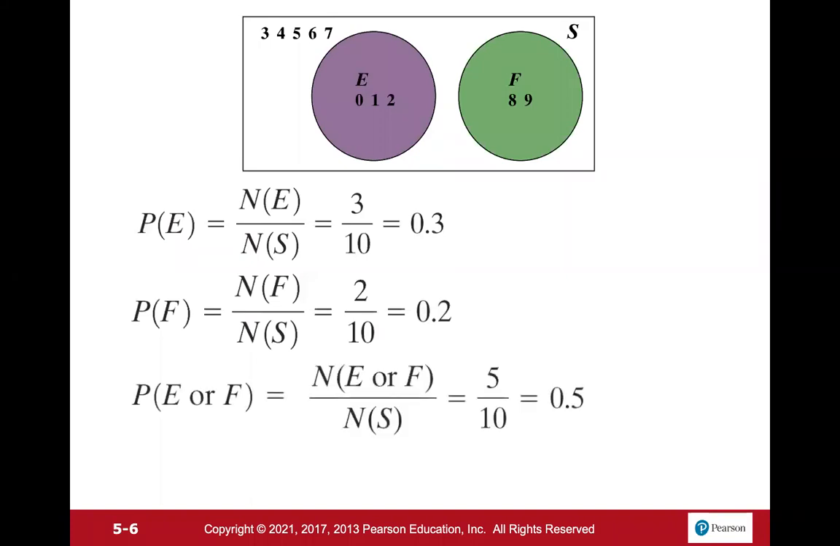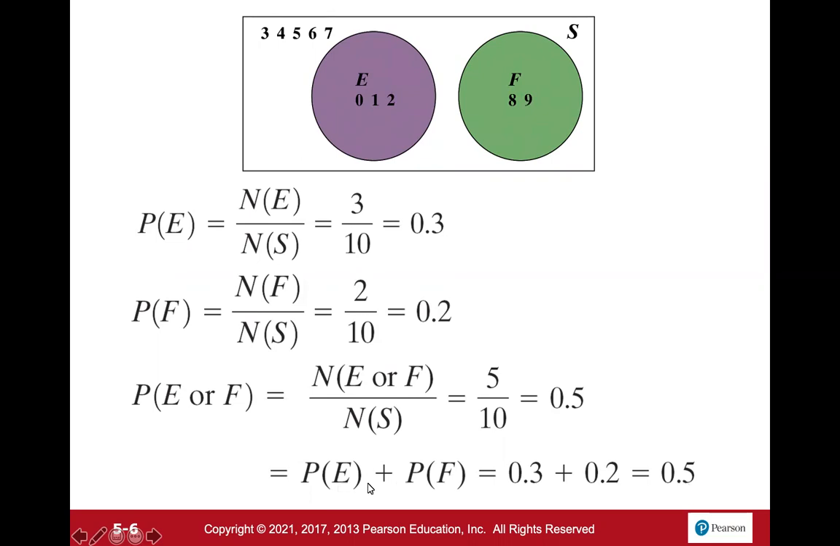Looking at the sum of those two, picking either a number less than or equal to 2 or a number greater than or equal to 8, we have 1, 2, 3, 4, 5 out of all the 10 that we had altogether. So that would be 5 divided by 10, which gives us 0.5. Another way we could see it is individually looking at the probability of event E happening and the probability of event F happening and adding those two together. It would give us the exact same thing.